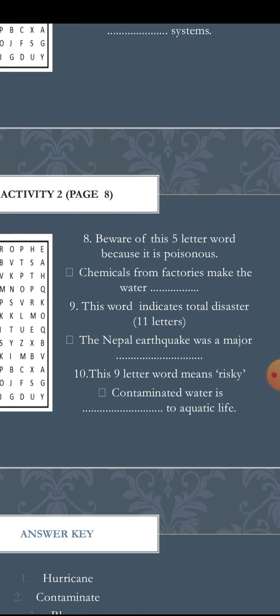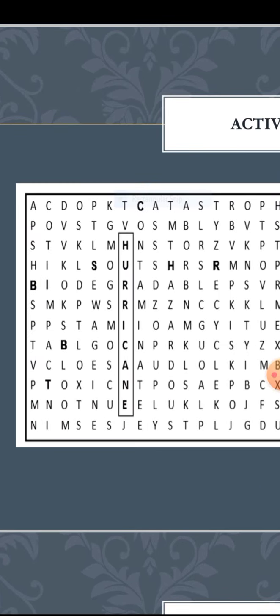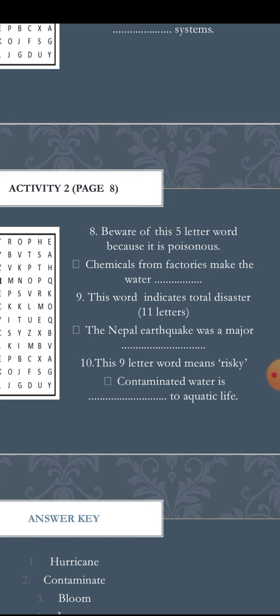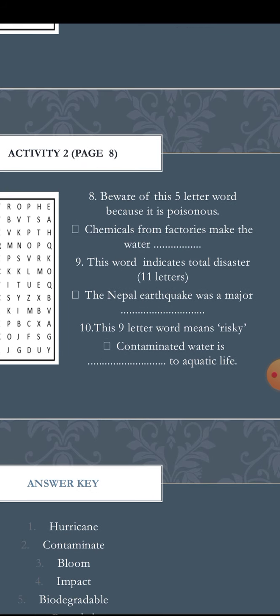My next one. Beware of this 5-letter word because it is poisonous. So this 5-letter word means something that is poisonous. Chemicals from factories make the water dash. 5-letter word, that means poisonous. Yes, it is toxic. So pollutants, chemicals from factories make the water polluted, that is toxic. Now there are 2 left.